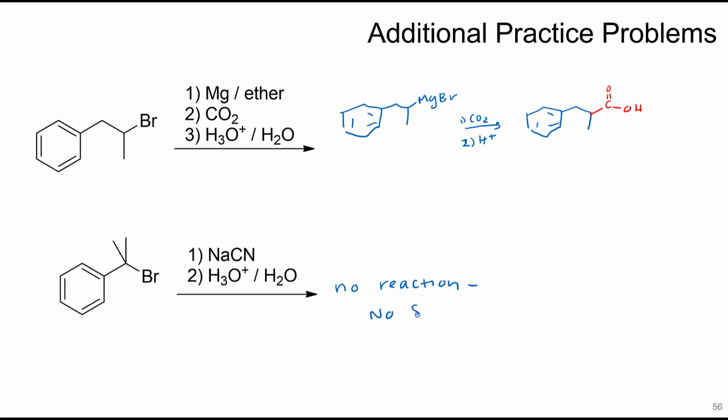All right, this reaction will not work. So we cannot do an SN2 at a tertiary center. If you wanted to fix it, we could do HCN. And then H plus with water will hydrolyze that acid.